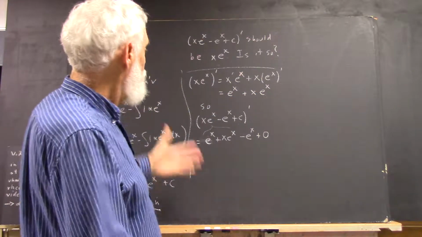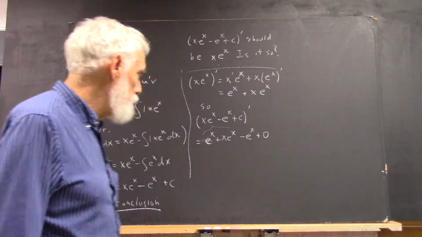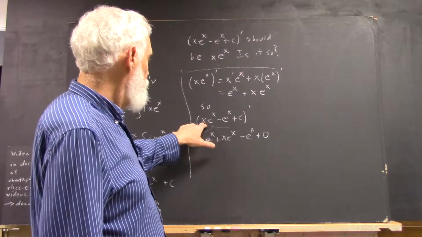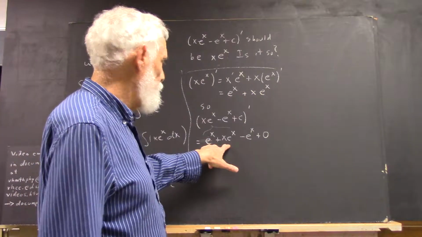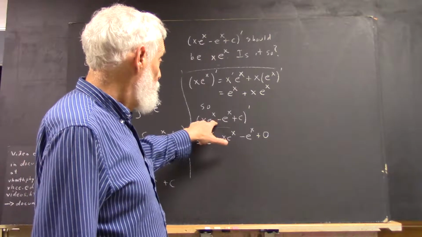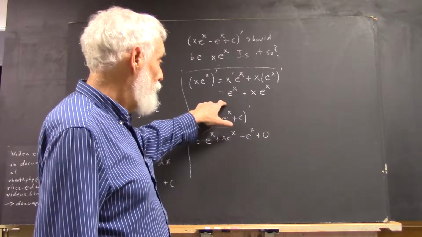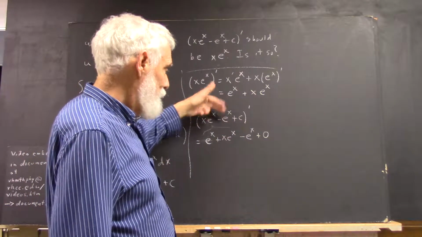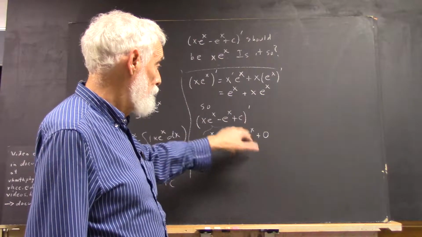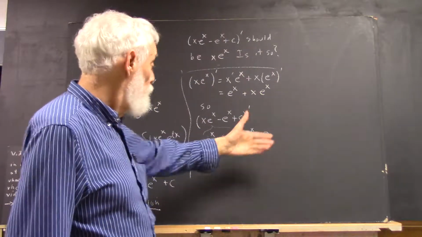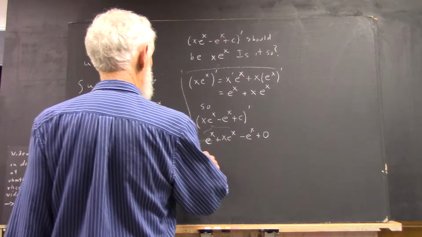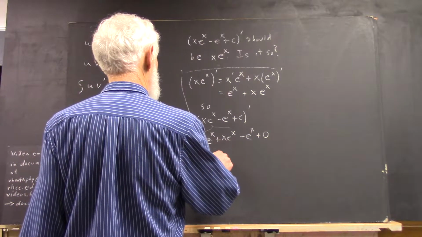So the derivative of the entire expression is, well, the derivative of x e^x, as we just saw, is e^x plus x e^x. We subtract the derivative of e^x, which is just e^x, so we get minus e^x, and the derivative of a constant is 0. So what does this give us? That just gives us x e^x.